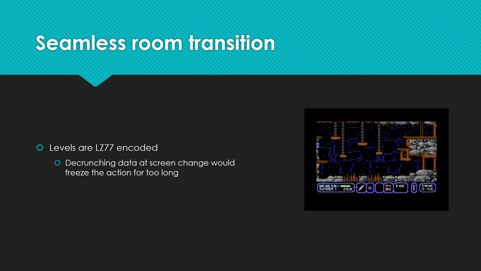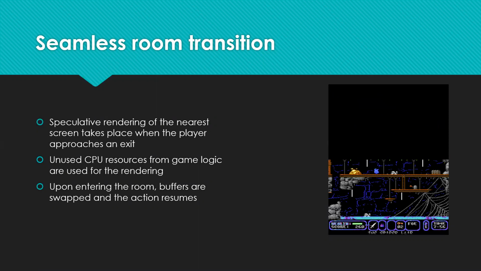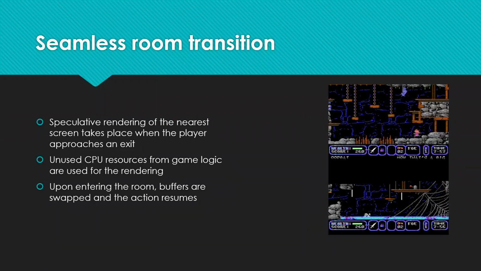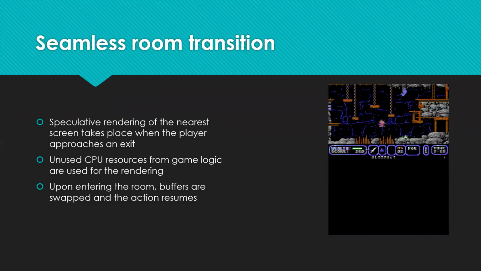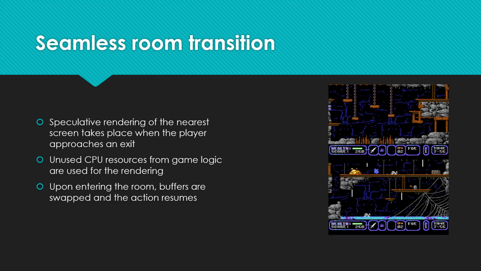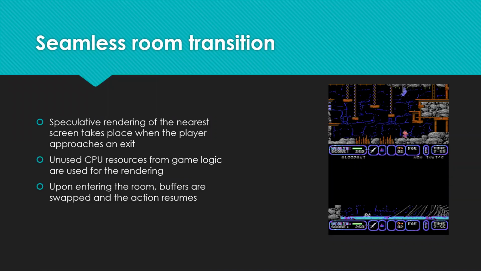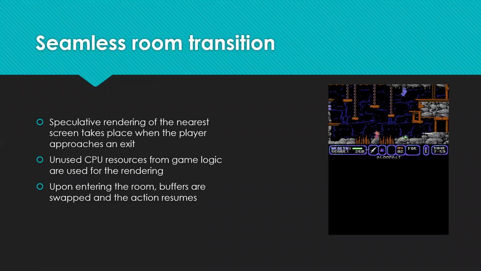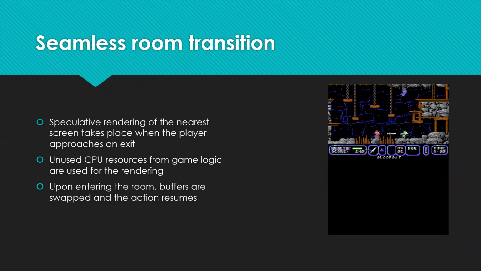So we took another approach. We call that speculative rendering. So how does it work? When the player is moving the character around, they will get close to some specific exit that leads to another room. So what we do is that we use unused CPU resources from the game logic to speculatively build the next room, the closest room, in the background. Then upon entering the room, the 2 buffers are switched and the action resumes.